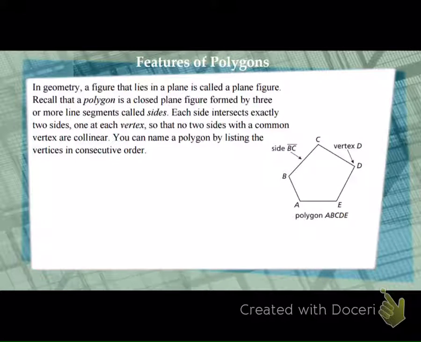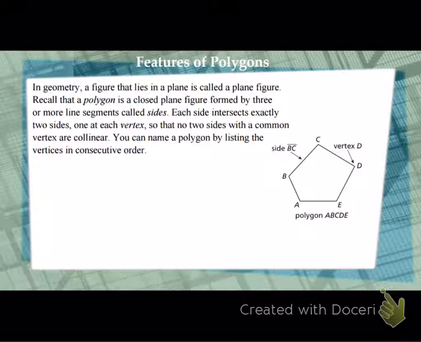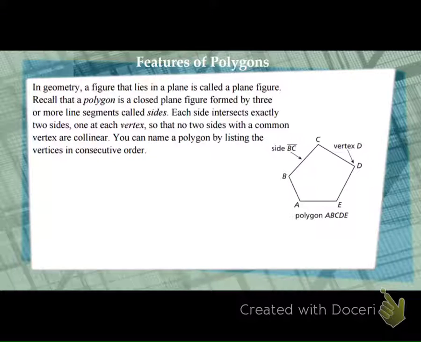So in geometry, a figure that lies in a plane is called a plane figure. Recall that a polygon is a closed plane figure formed by 3 or more line segments called sides. You can't do 2 because it won't close off ever. Each side intersects exactly 2 sides, one at each vertex, so that no 2 sides with a common vertex are collinear, meaning they're not on top of each other.